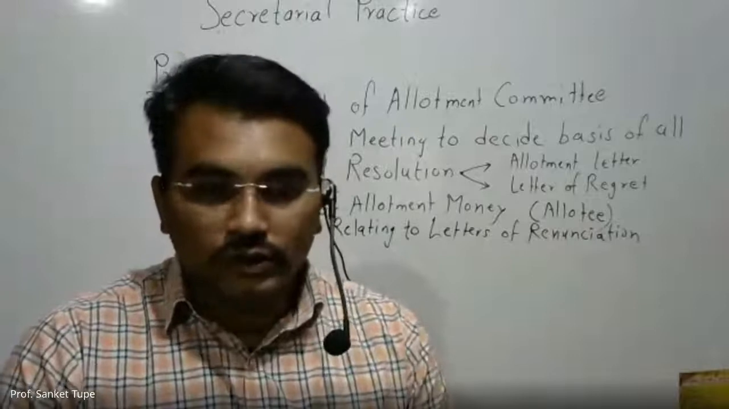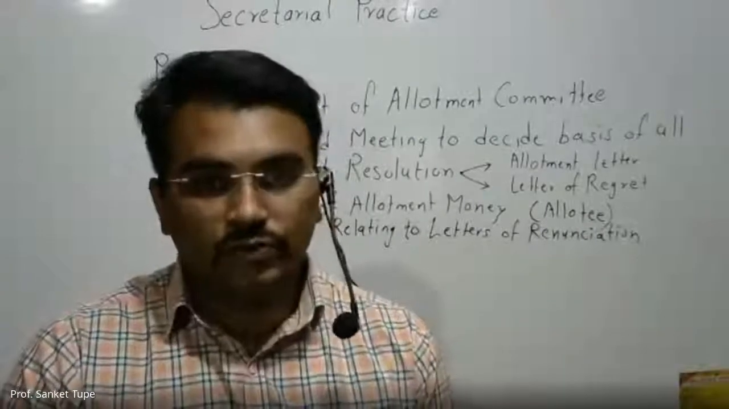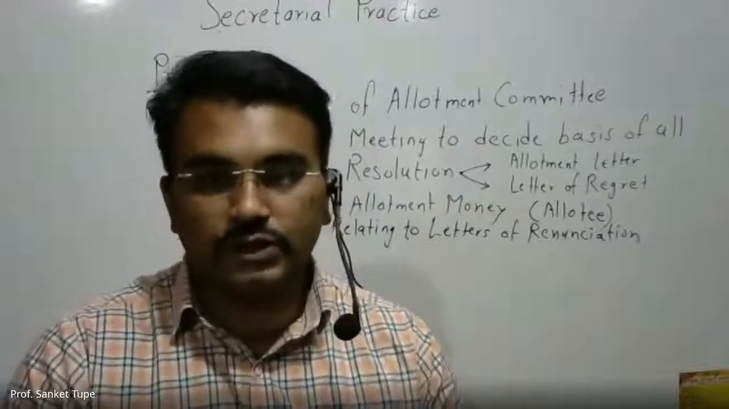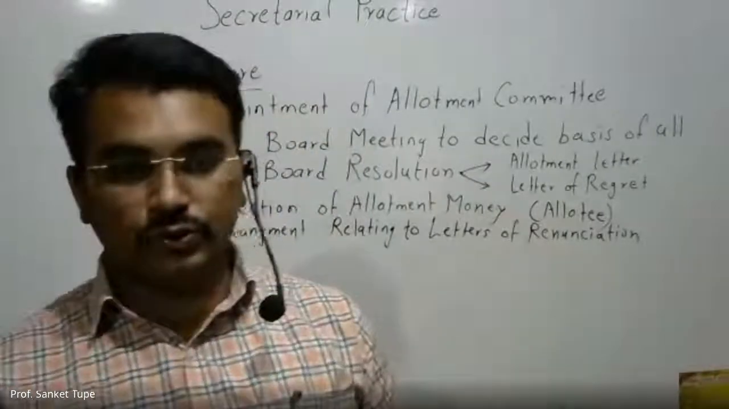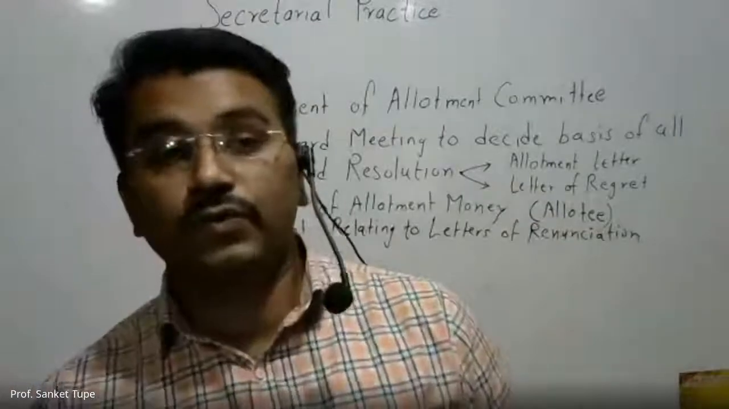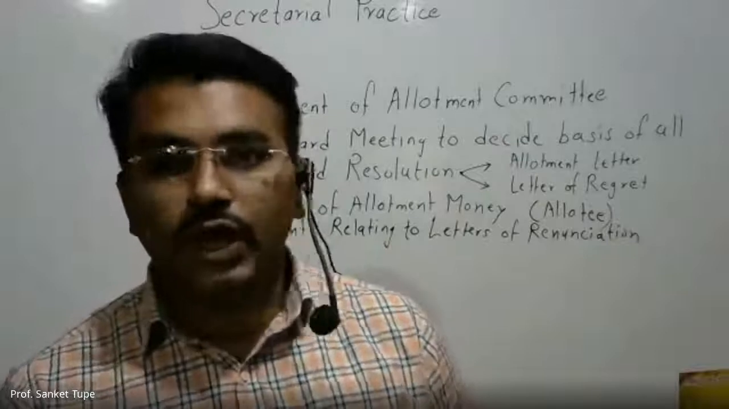So the person who is going to be the new allottee will be enrolled, and that person's name will be entered. In his name the shares will be allotted.